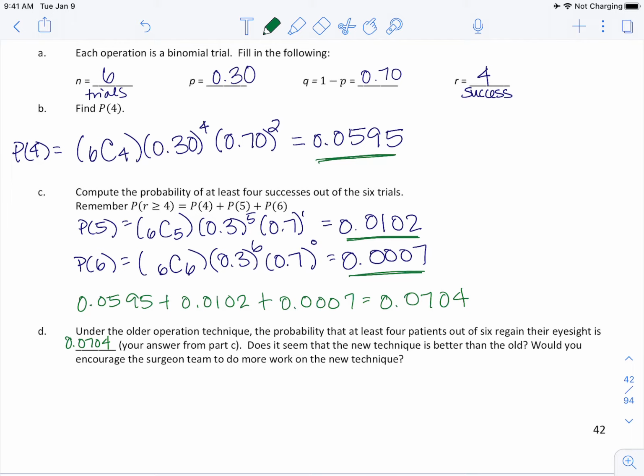Does it seem the new technique is better than the old? Would you encourage the surgeon team to do more work on the new technique? So either this is a rare event, so it could be the same, or the new method is better.